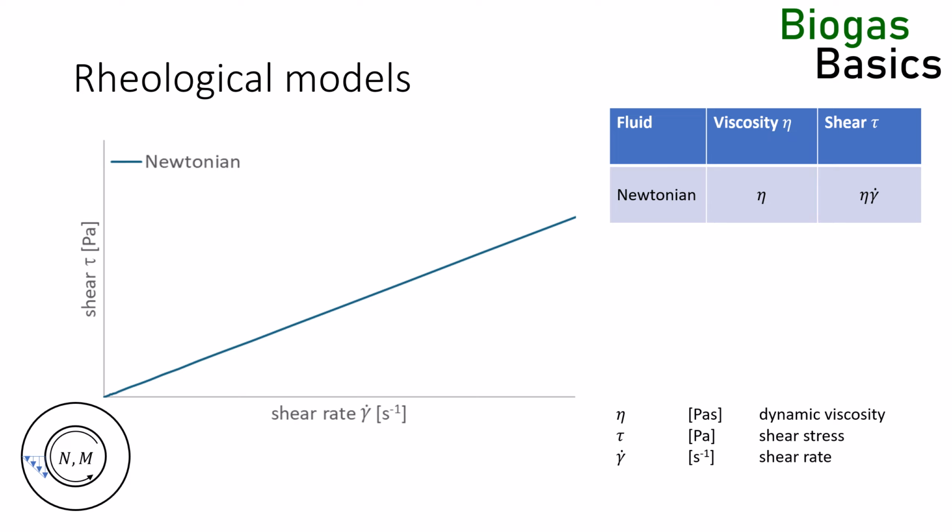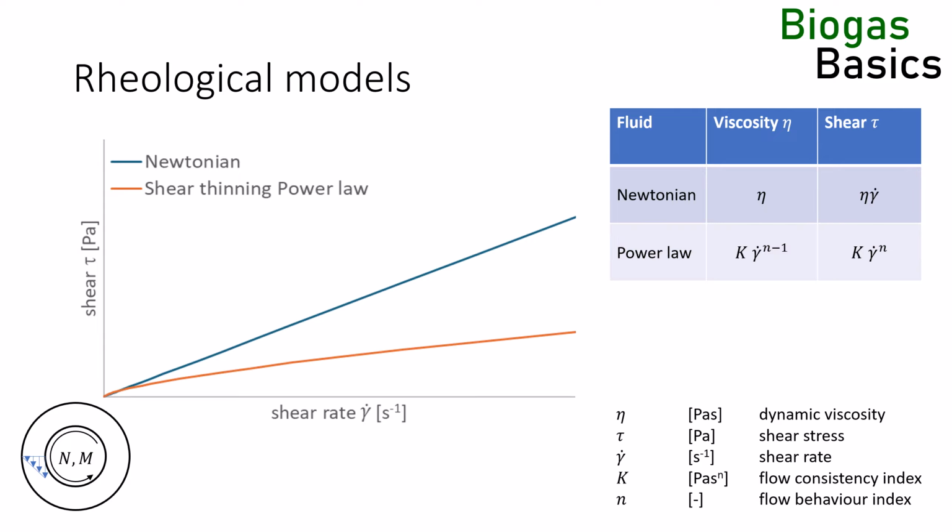The simplest rheological model is the Newtonian fluid. It is characterized by a constant viscosity. The viscosity is the slope in the shear rate, shear diagram, also called flow curve. The shear is viscosity times shear rate. The only Newtonian fluids in biogas plants are the biogas itself, compressed air and the hot water in the heating system. The simplest shear-dependent fluid is the power law fluid.